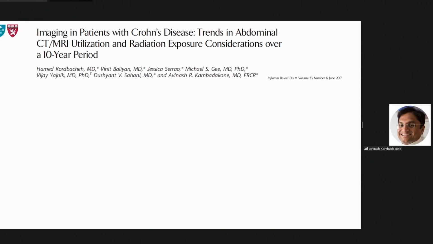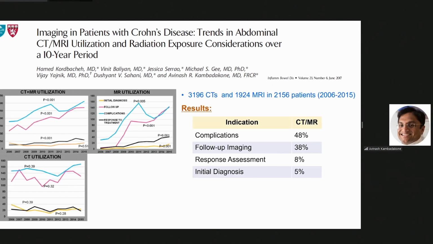So what we did in this study was look at the 10-year utilization trends in abdominal CT and MR utilization in patients with Crohn's disease. We looked at over 3,000 CTs and nearly 2,000 MRIs in nearly 2,000 patients over a 10-year period from 2006 to 2015, and tried to look at how imaging was utilized for different indications in patients with Crohn's disease.